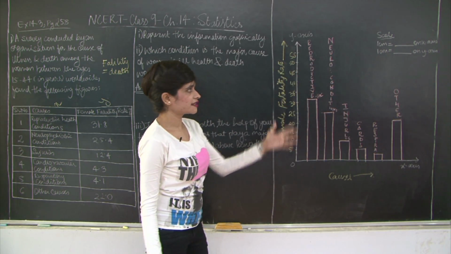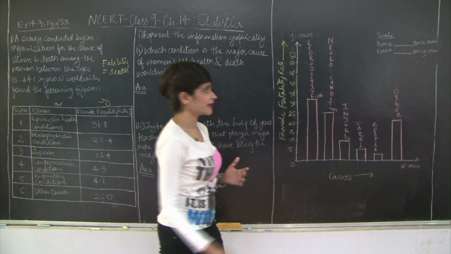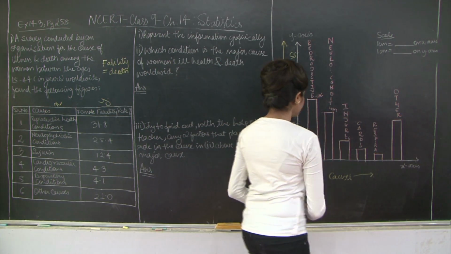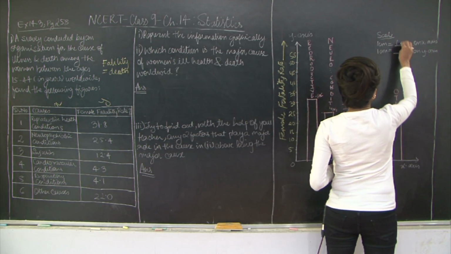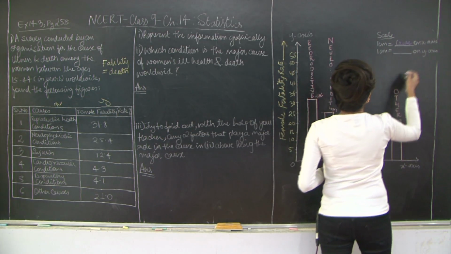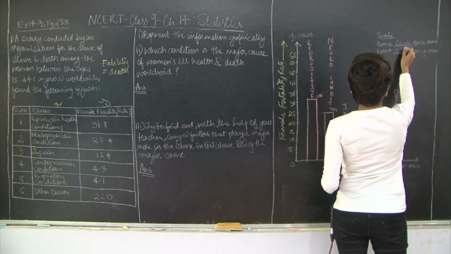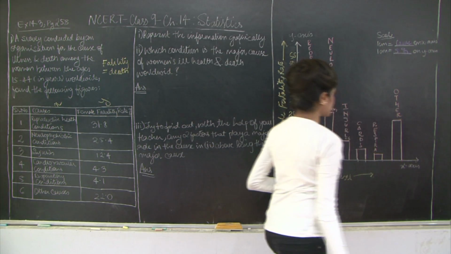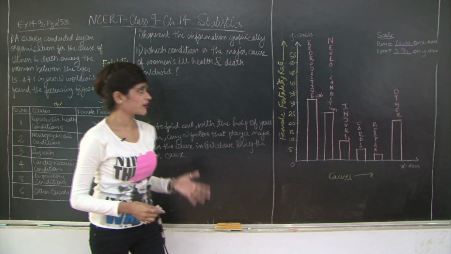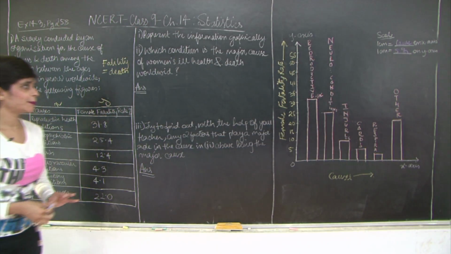The labeling is done. The bars are done. We have to write down the scale. So let's write down the scale. So 1 centimeter is equal to causes on x-axis, and on the y-axis we have 5% on y-axis. So this is about question number 1. Please take a look.